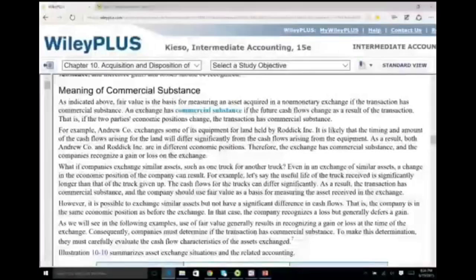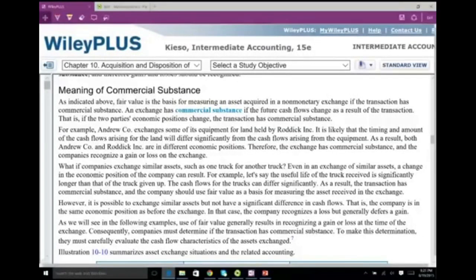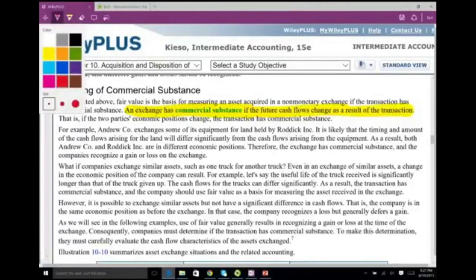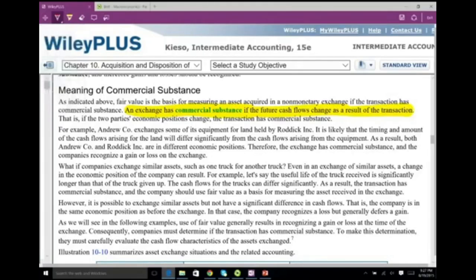So let's go to the textbook and look at what commercial substance is. An exchange has a commercial substance if the future cash flow as a result of the transaction changes. So if there is a change in the cash flow as a result of this transaction, then guess what? We assume that this transaction has a commercial substance. What does that mean? If the cash flow changes, that means both parties of the transaction, their economic position, changed as the result of the transaction.